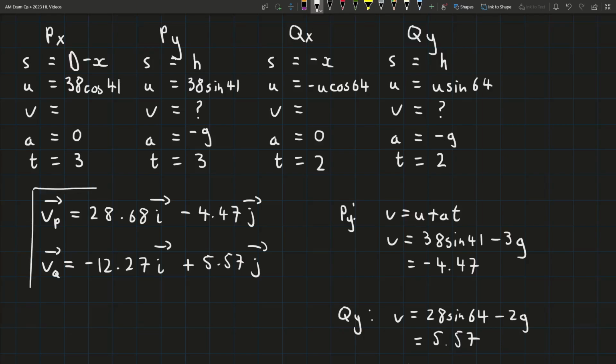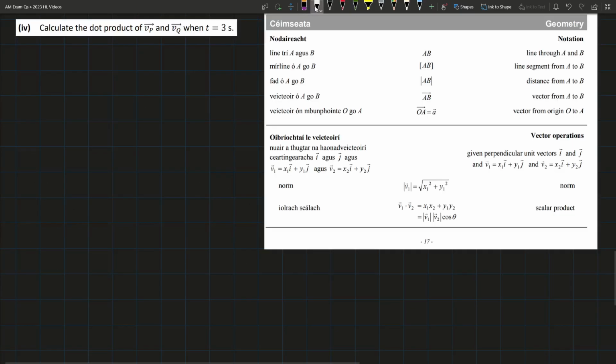And that's the answer. Next, we're asked to calculate the dot product of Vp and Vq. So this is on page 17 of the Formulae and Tables book. Scalar product's just another name for it. So we have two things. It's the x velocities plus the y velocities, or the magnitude of each of the total velocities times the cos of the angle between them.